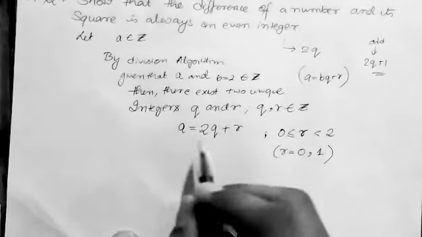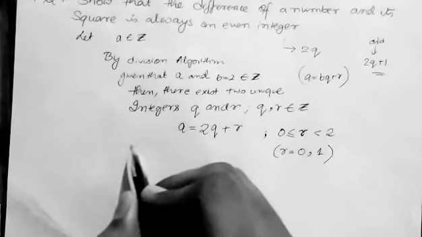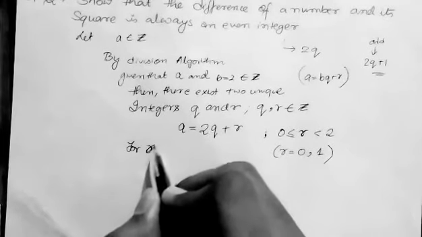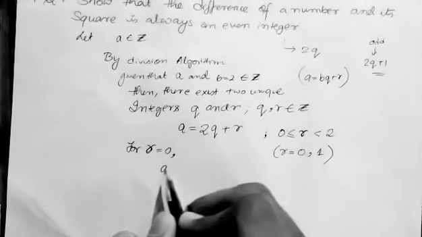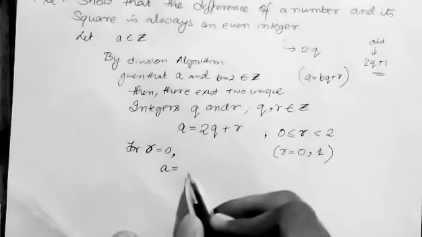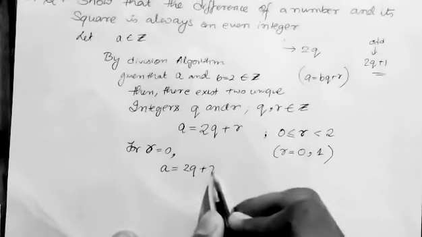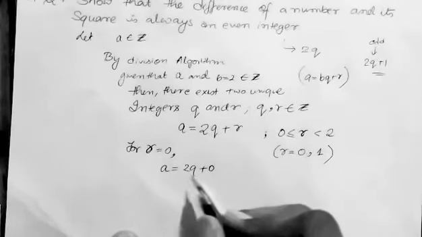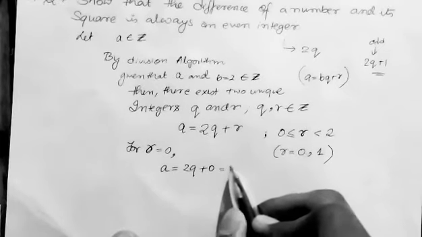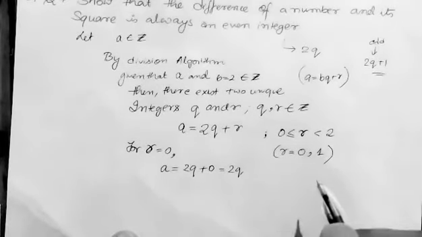Now considering this, can we write the expression for a? Yes, we can. For r equal to 0, what is the value of a? The value of a is 2q plus 0, since the value of r is 0. So 2q plus 0 is nothing but 2q. A is equal to 2q.